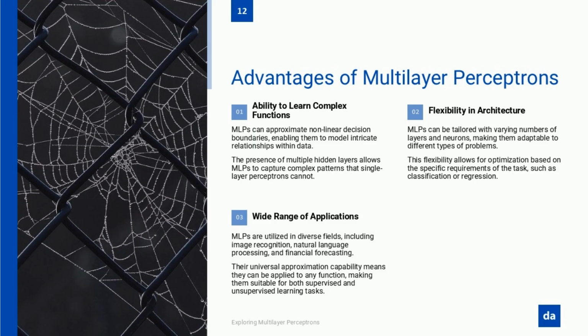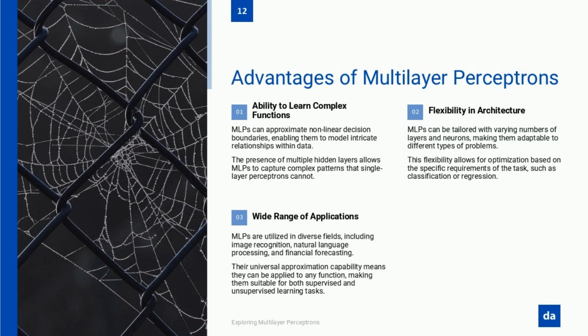But before we start thinking MLPs are unstoppable, let's be real. They come with challenges too. Sure, they're powerful, but they aren't always easy to train. They require large datasets, tons of computational power, and careful tuning of hyperparameters. And if you're not careful, they can overfit, become too complex, or even get stuck in training. So while MLPs are incredibly powerful, we need to ask, what are the biggest challenges in training them?